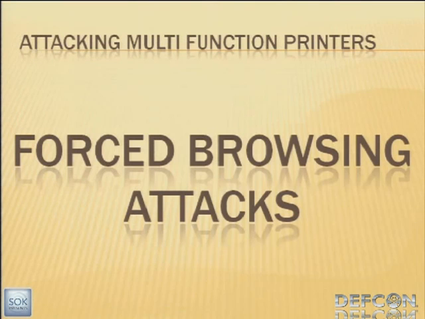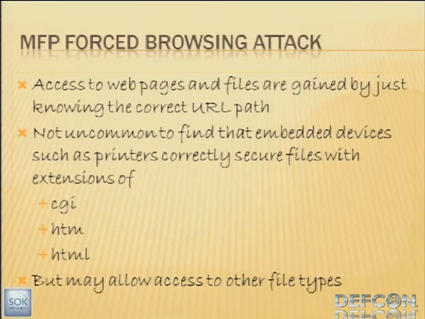So the next one I want to move on to is forceful browsing attacks. Basically, a forceful browsing attack is the concept that if you know the URL that you want to get to, in spite of the security of the device, you just type in the URL and you go to it. One of the things I've noticed over many years of looking at embedded devices and multifunction printers is a lot of times they will properly handle security on file extensions that are standard, like .cgi, .htm, .html. But if it's a non-standard file extension, on a lot of printers and a lot of embedded devices, you can actually just query for that and it'll give it to you without any requirement for authentication.